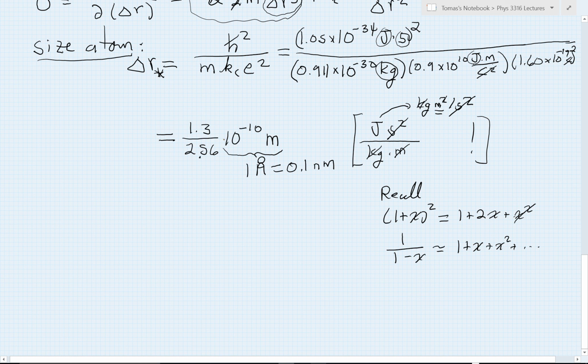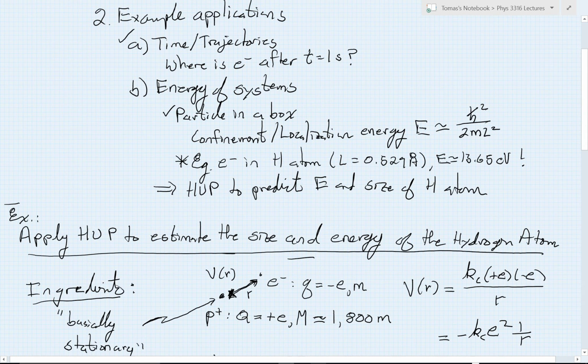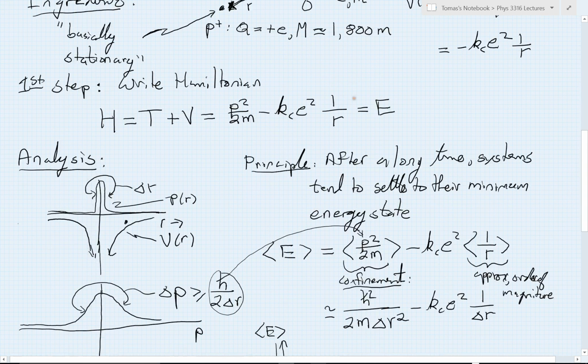So putting this all together, notice that 1.3 actually times 2 is 2.6, which is basically exactly what I have in my denominator. So I've got basically about 1/2. So it's pretty close actually to 0.5 times 10 to the minus 10th meters. And this is actually exactly the size I had told you all we should use for the electron in the hydrogen atom, about 0.5 angstroms. And in fact, it's true.